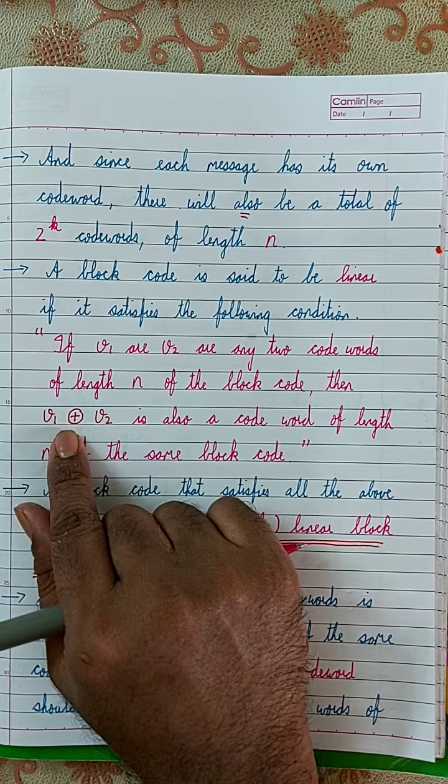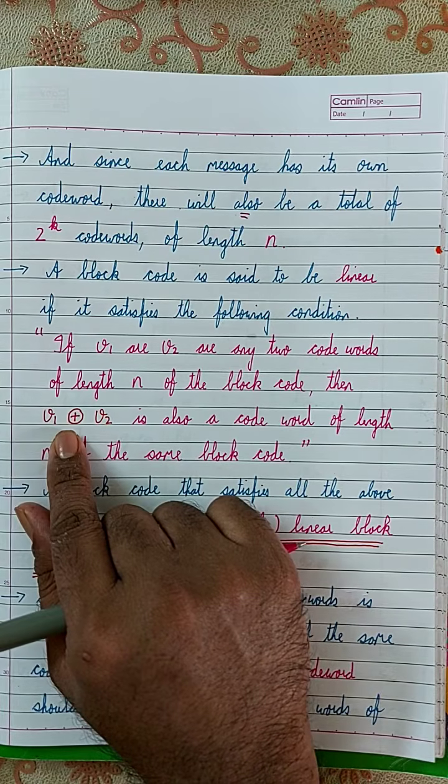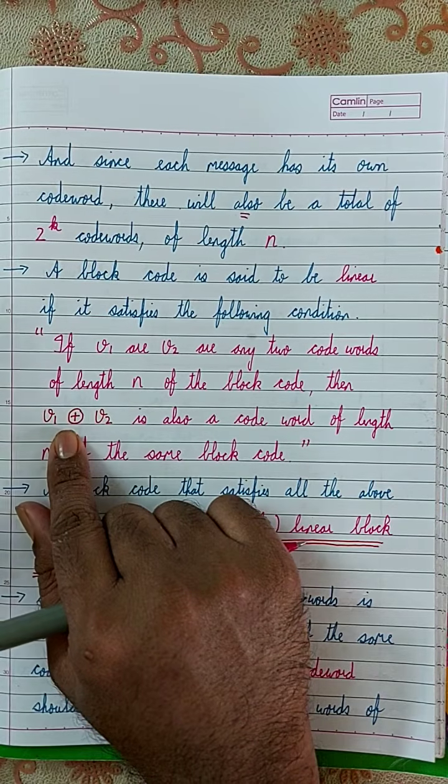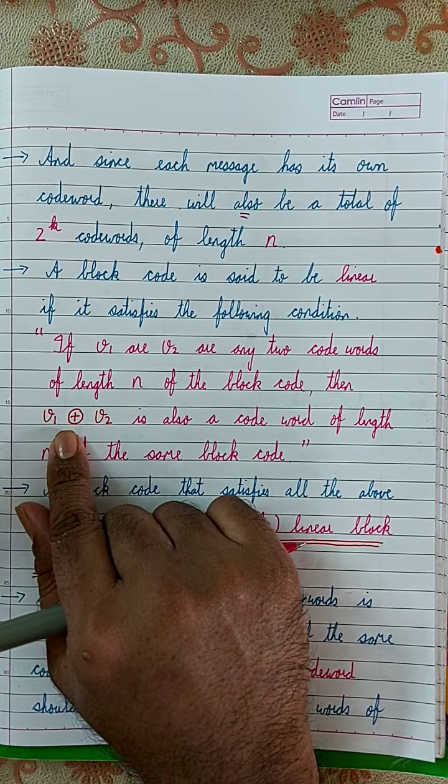For example, 0 plus 0 is 0, 0 plus 1 is 1, 1 plus 0 is 1. And what is 1 plus 1? 1 plus 1, then it becomes the next number. The next number is nothing but 0 itself.